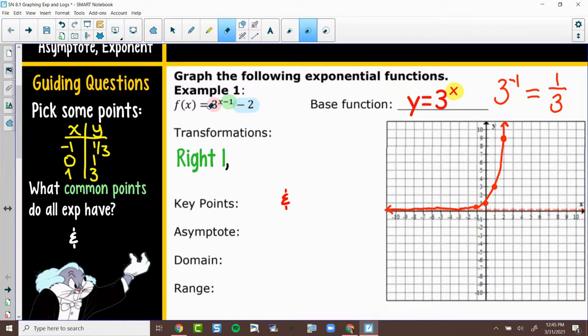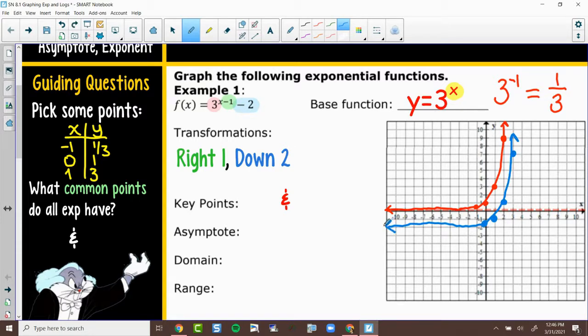A minus 2 on the outside is going to subtract 2 from the entire function, which shifts our graph down by 2. So I'm just going to take my graph and shift all these points right 1 and then down 2. So right 1, down 2. That looks something like this in blue. So I'm going to label this one my f of x.